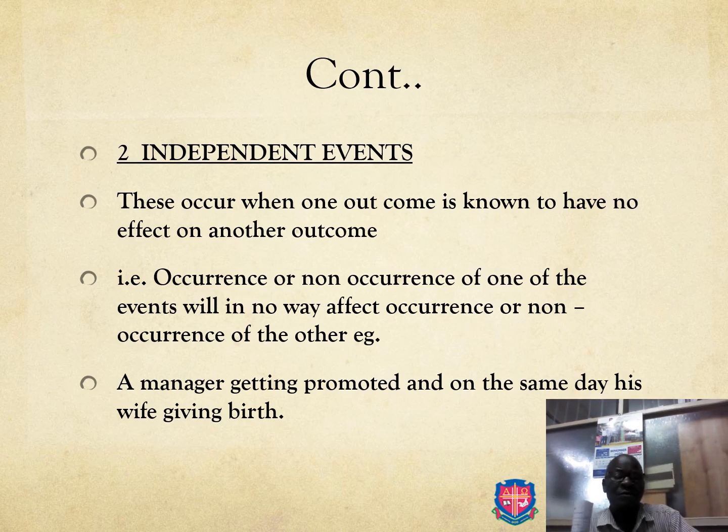Let me give you an example. A manager getting promoted, and on the same day, his wife giving birth. Those are two different scenarios. Let us say probability A is the manager getting promoted, and probability B is the wife giving birth. They are independent, but they are not mutually exclusive. The manager can get promoted on the very day when his wife gives birth. So those are independent, not mutually exclusive.